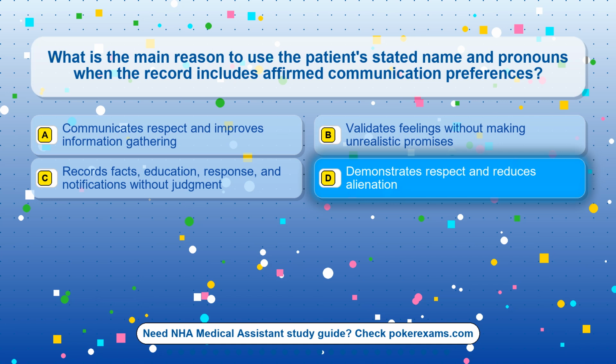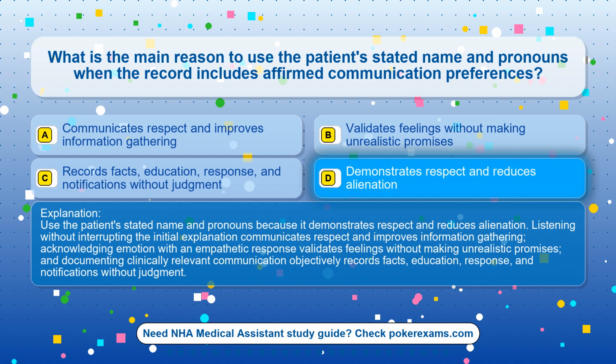The correct answer is option D. Demonstrates respect and reduces alienation. Use the patient's stated name and pronouns because it demonstrates respect and reduces alienation. Listening without interrupting the initial explanation communicates respect and improves information gathering. Acknowledging emotion with an empathetic response validates feelings without making unrealistic promises. And documenting clinically relevant communication objectively records facts, education, response, and notifications without judgment.